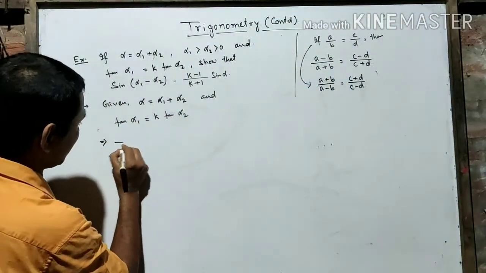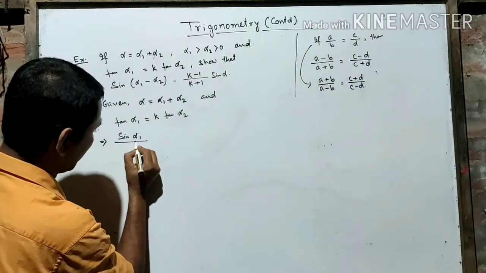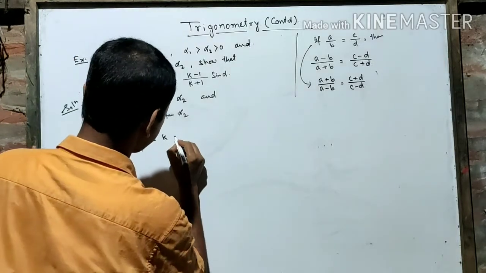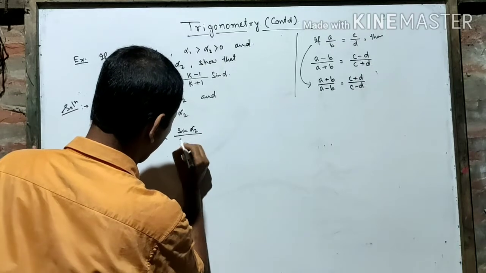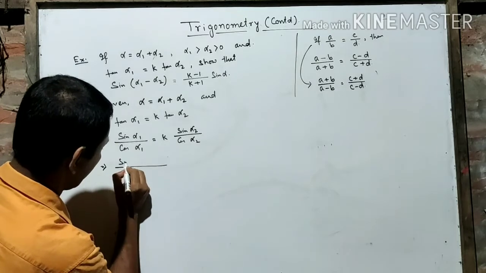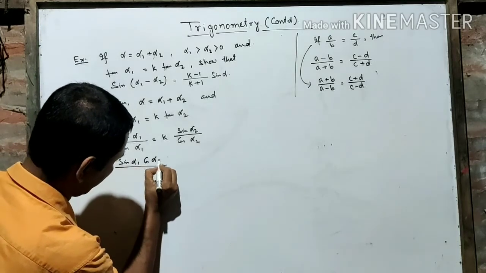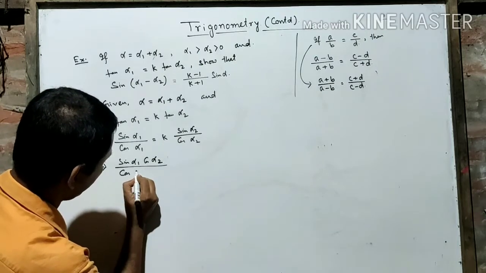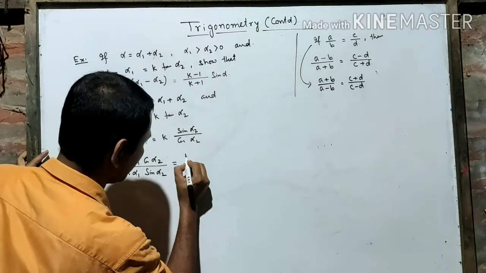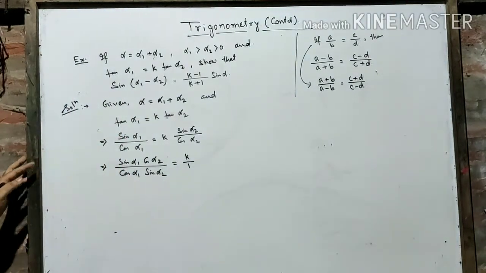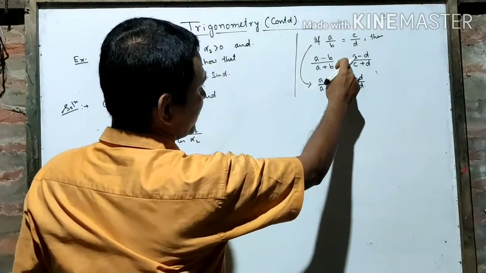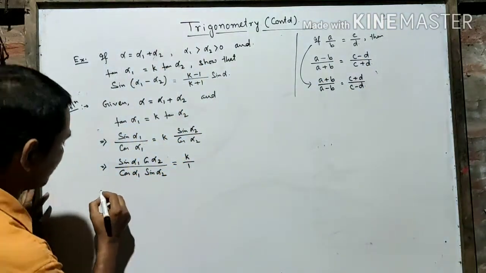So we will break it into sine cos. What is tan? Tan is sine by cos. So tan alpha 1 is sine alpha 1 by cos alpha 1 is equal to K sine alpha 2 by cos alpha 2. And this implies sine alpha 1 cos alpha 2 divided by cos alpha 1 sine alpha 2 is equal to K, and K means K by 1. Now we will apply that formula. If A by B is equal to C by D, then A minus B by A plus B is equal to C minus D by C plus D.